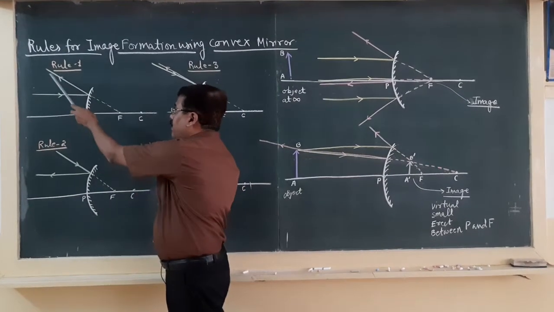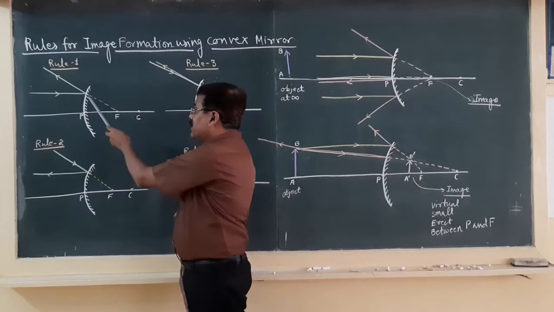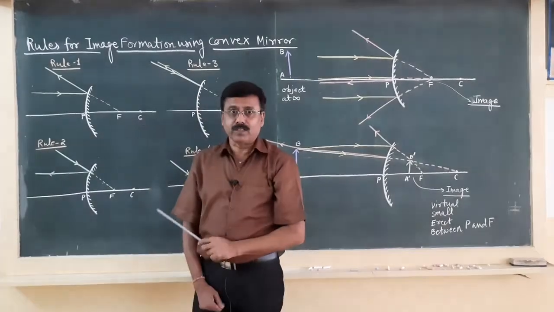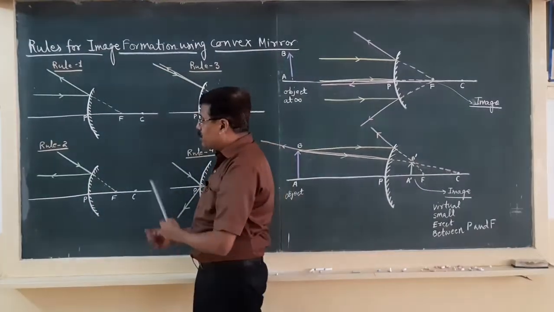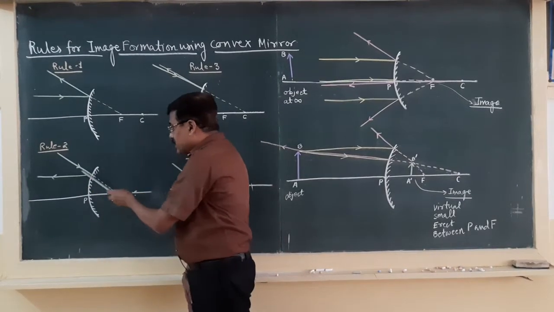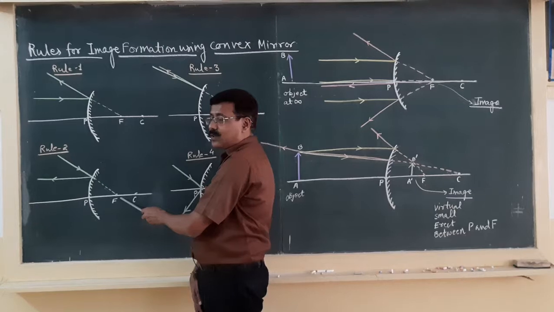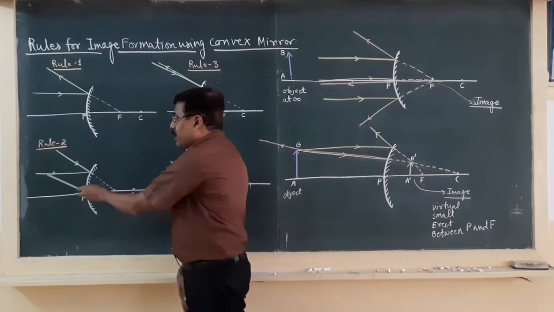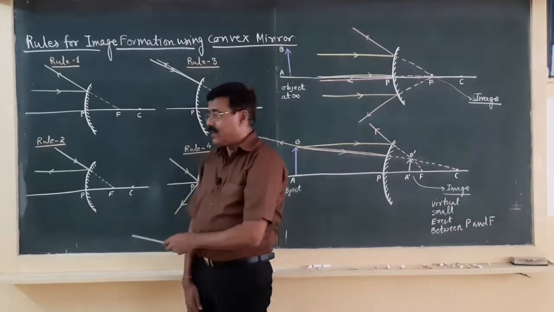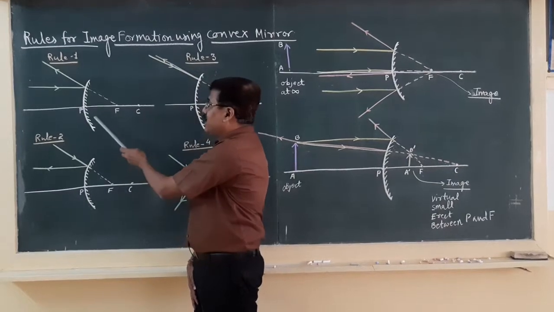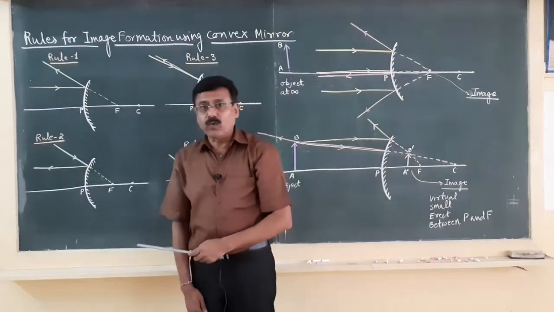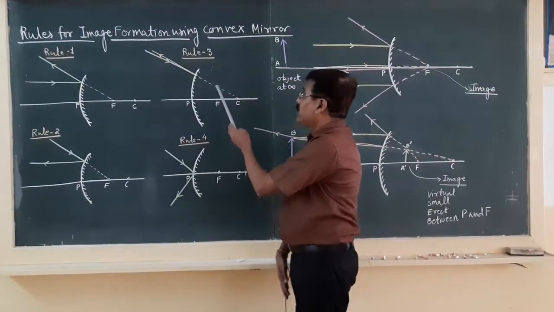So, the rules for image formation for a convex mirror: Rule number 1, if the light ray is parallel to the principal axis, it is reflected back and appears to be coming from the focus. Rule number 2, if the light ray is incident on the convex mirror along the focus, after reflection it becomes parallel. So, rule number 2 is basically the converse of rule number 1.